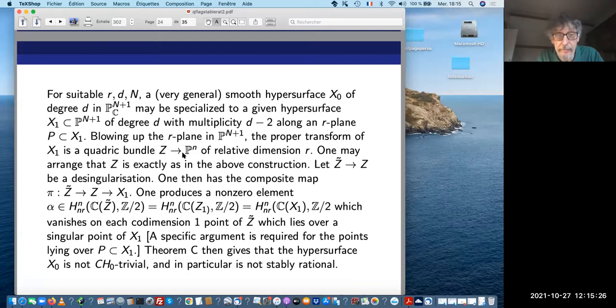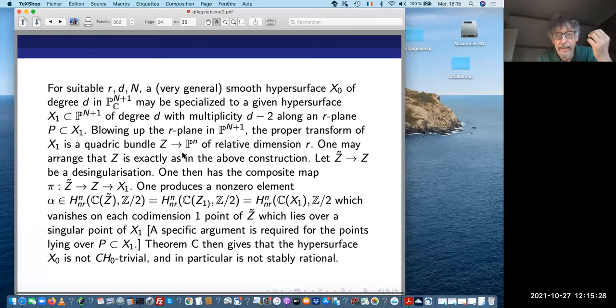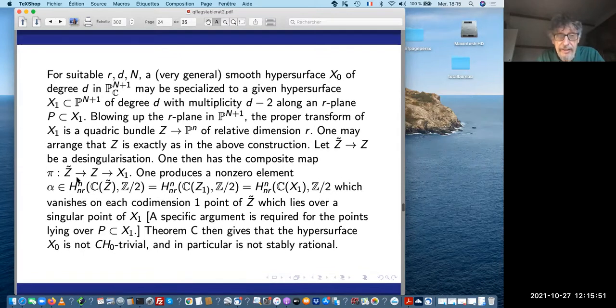Z goes to P^n. And then the point is that one can arrange that this Z is exactly as in the above construction. So we have this special Z, which was gotten by something which had to do with this twisted Pfister quadric. You can do it with this construction. And now we consider a desingularization of this Z. And one has the composite map Z tilde goes to Z goes to X1.